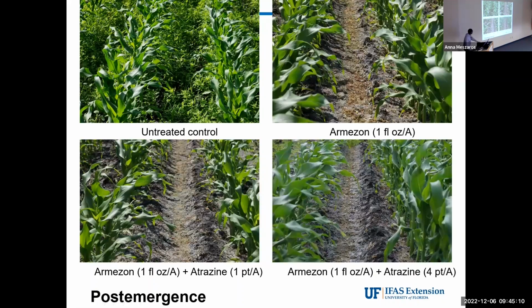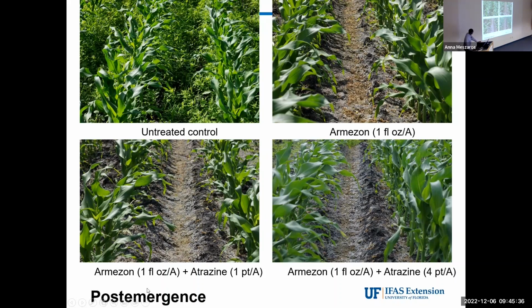And then Amazon, as I mentioned, by itself, when applied at the right timing, you get very good broadleaf control. So this field had mostly lamb's quarter, some purslane, and then of course fall panicum. But you see, Amazon at 1 ounce really cleaned up most of the weeds.